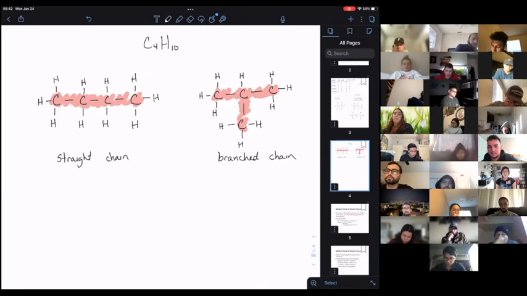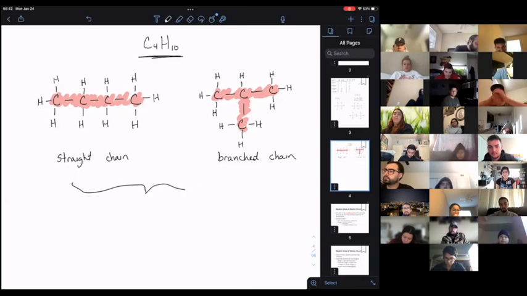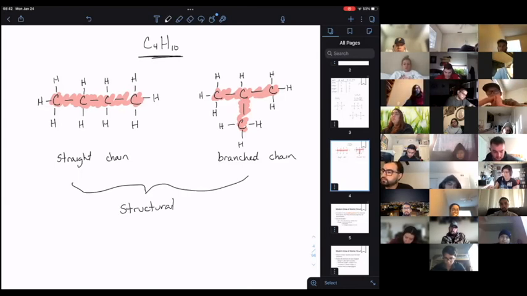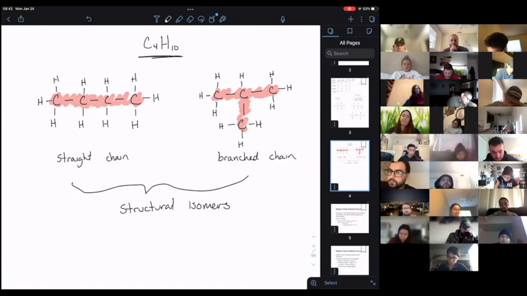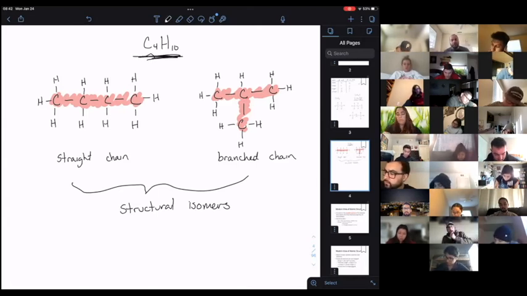All right, since these 2 molecules share this same molecular formula, we call these structural isomers. All right, that's going to be an important vocab word from today, structural isomers. They have the same molecular formula, but a different connectivity of atoms.